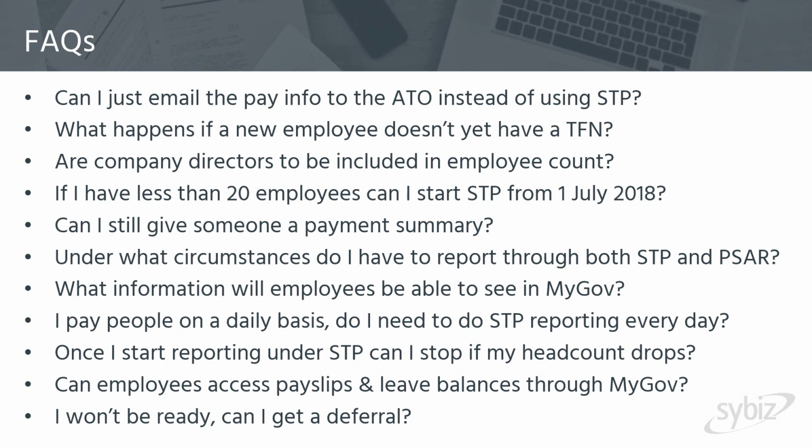The information that employees will be able to see on MyGov is really just the year-to-date earnings and year-to-date tax, so they won't be able to see the breakdown at this point in time. That could change, but at the moment it is just that real high-level stuff. And then obviously once you do your final event indicator, that will release the information through to the tax return pre-fill, and your employees will be able to see greater detail through that process as well.